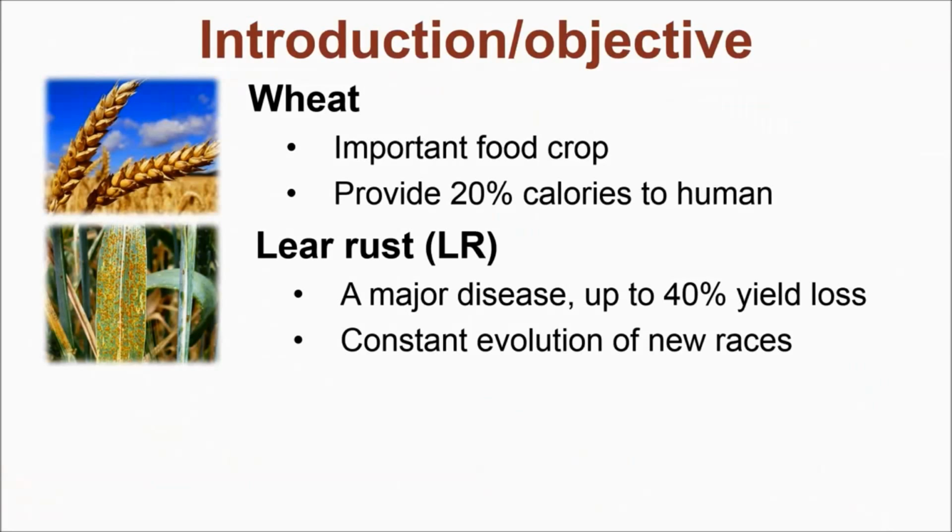Leaf rust is a major disease. There are three different kinds of rust: leaf rust, stripe rust, and stem rust. Leaf rust is the major one, with wide distribution, and is the most common disease.